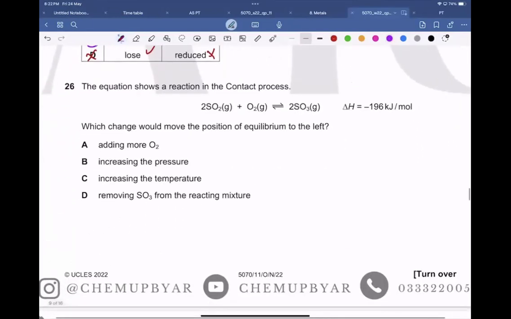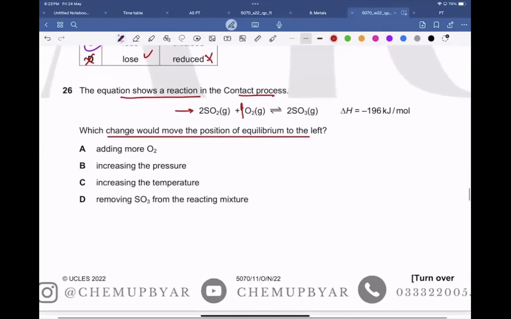Now question number 26. The equation shows a reaction in the contact process. Which changes would move the position of equilibrium to the left? Okay. Adding more O2. If more oxygen is added over here, it will shift to the right. So B goes wrong.